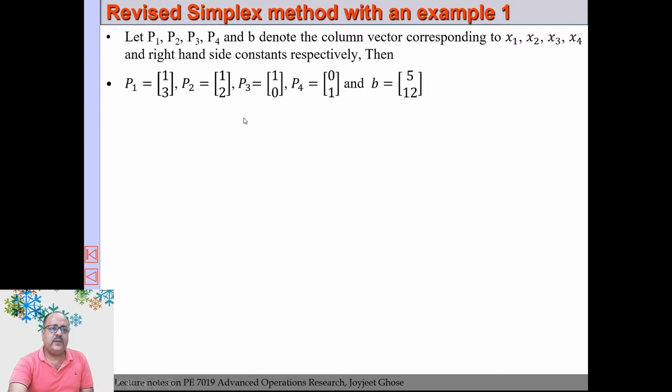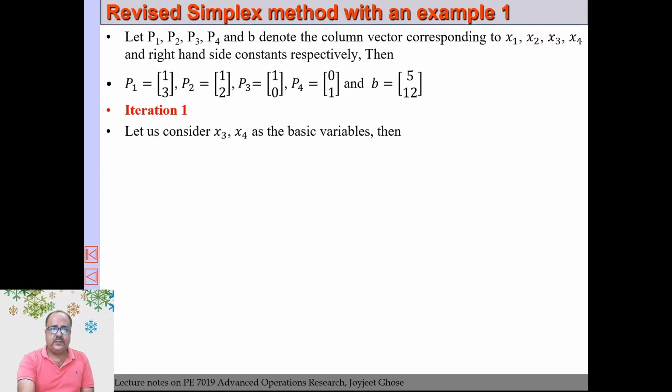So I have stored the values in column matrix. P1 is equal to 1 3, P2 is equal to like this, and we'll start with iteration 1. In the conventional method also we start with a basic feasible solution. Here also we'll start with the basic feasible solution where x1 and x2 equal to 0, so z will be equal to 0, and x3 is equal to 5 and x4 is equal to 12. We'll start with this basic feasible solution.